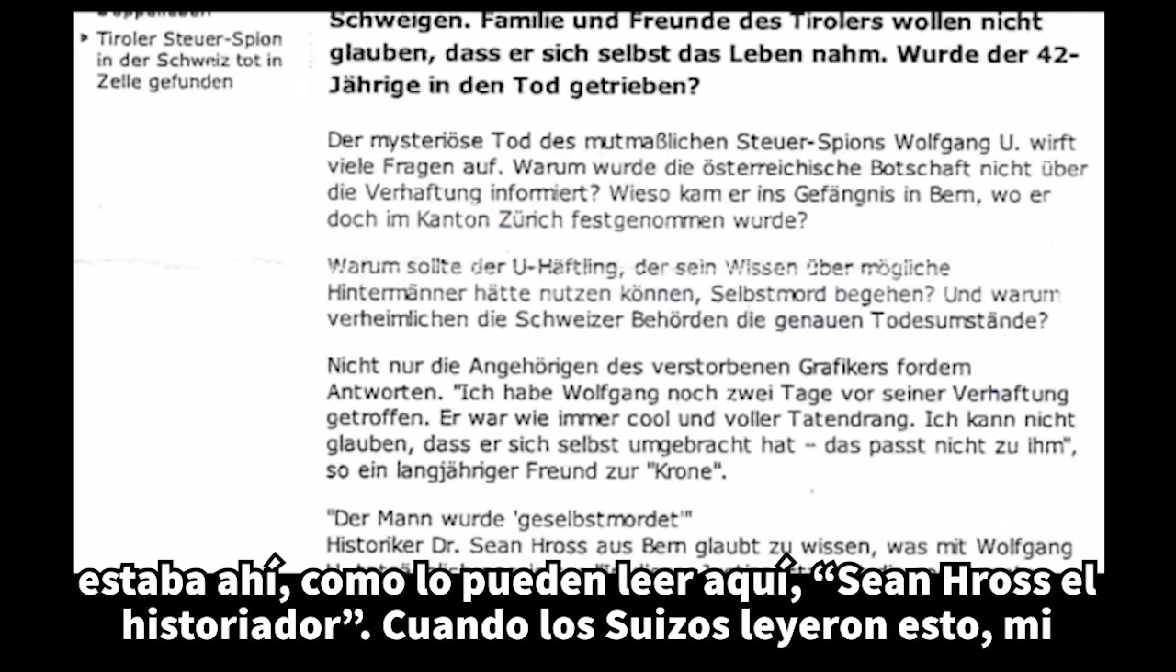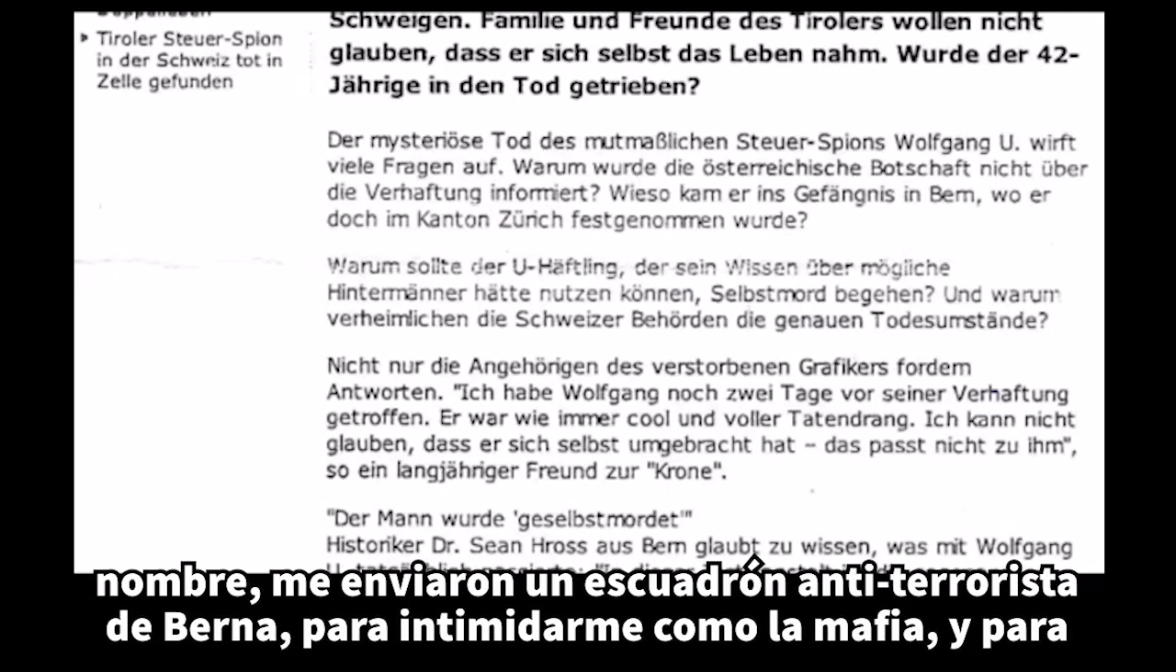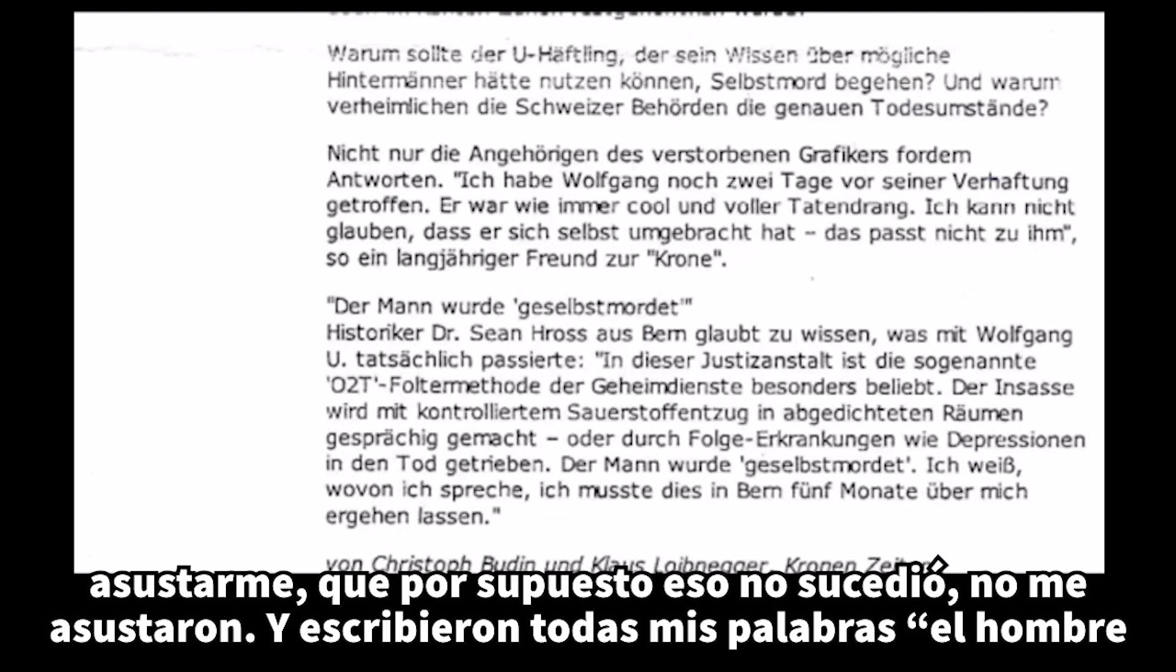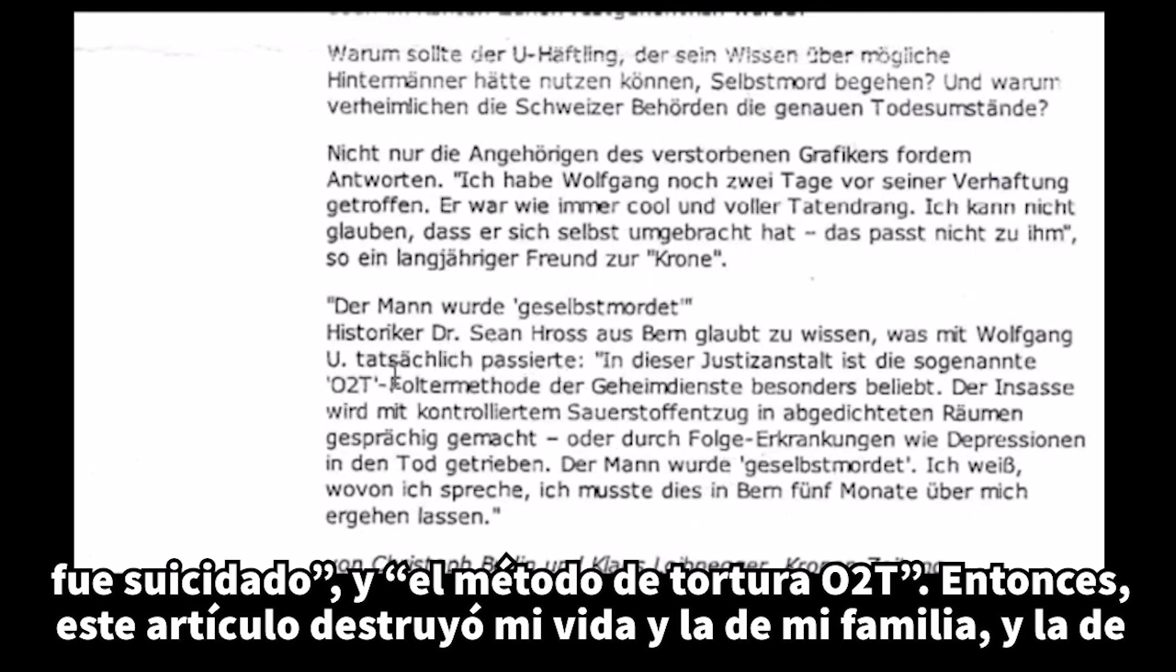And so when the Swissies read this, my name, they sent me an anti-terrorist squad, the Enzian from Bern, to intimidate me like a mafia and to frighten me. Which of course did not happen. They didn't frighten me, I mean. And they took over my words. Der Mann wurde geselbstmordet. The man got suicided. And the O2T torture method, Folter, that means torture.